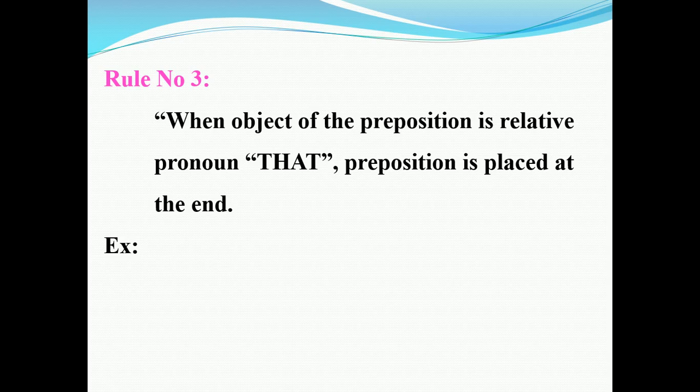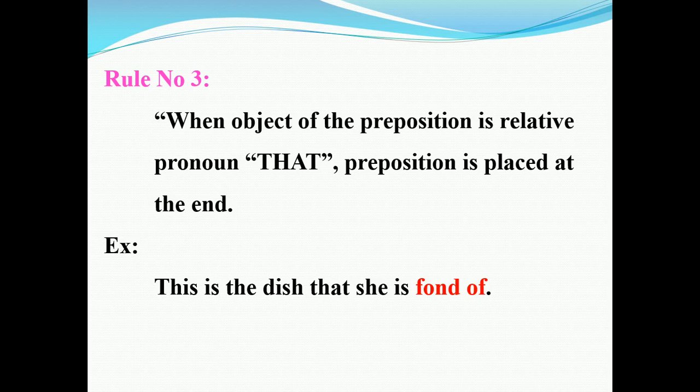Let's see one example for better understanding. This is the dish that she is fond of. See here, this is the dish, she is fond of. And the relative pronoun that is used to connect both these clauses. So when the object of the preposition is a relative pronoun, the preposition is placed at the end. I repeat, when the object of the preposition is a relative pronoun, the preposition is placed at the end. So here you can see the preposition of is used at the end part of the sentence, fond of.